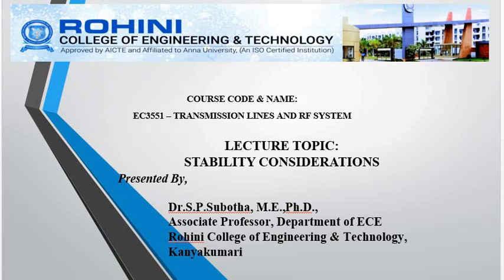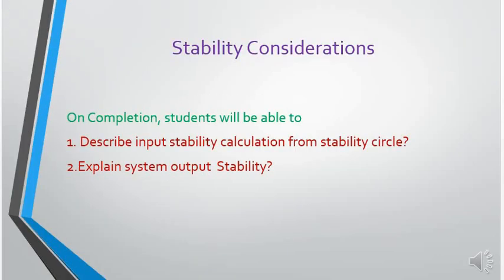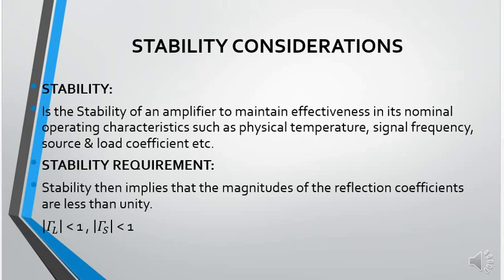Dear students, now we are going to see the subject transmission lines and RF system. Under that, the topic is stability considerations. On completion of this stability consideration, students will be able to describe the input stability calculation from the stability circle, explain the system output stability.